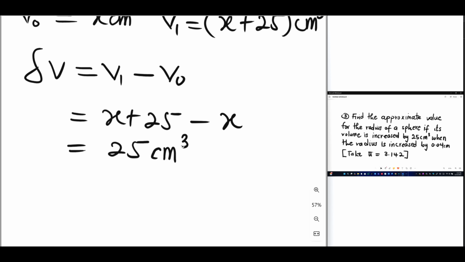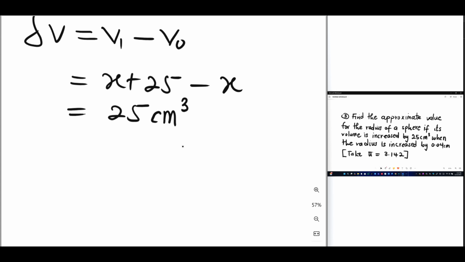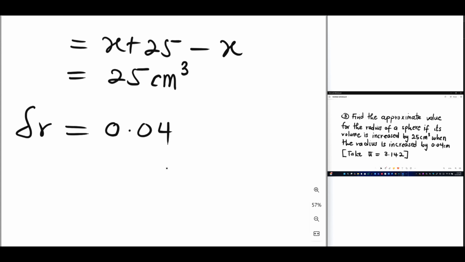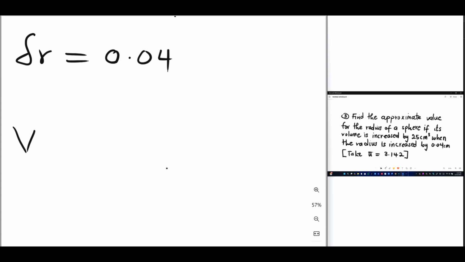Now let us look at the other part, when the radius is increased by 0.04. It means the small change in r is 0.04. The focus is on the volume of a sphere, so we have to state the formula for finding the volume of a sphere. The volume of a sphere is equal to 4 divided by 3 pi r cubed. This is the formula that we use.